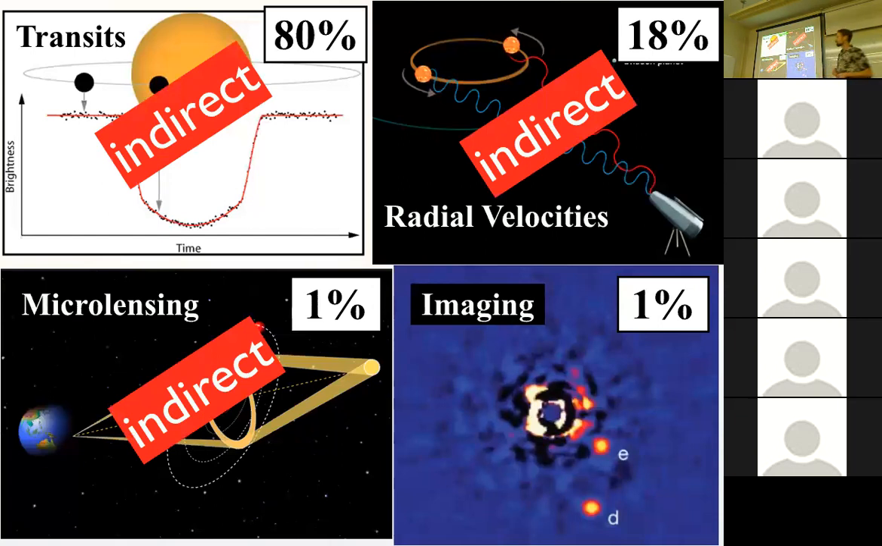By indirectly, I mean that we're measuring something about the star, and we're measuring the influence of the planet on the star. Here we measure the amount of light that we lose because the planet goes in front of the star. Here we measure the blue shift and the red shift of the light because the planet pulls on the star. And the same thing happens in microlensing, although it's a little bit more complicated. Direct imaging is the only way we can directly measure something about the planet.